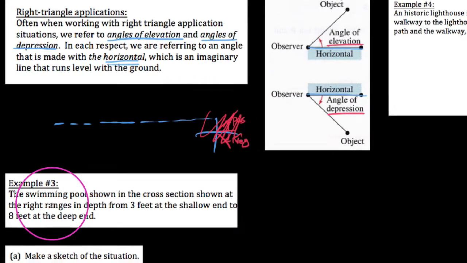So let's start with example 3 here. We say a swimming pool, shown in the cross section at the right, has a depth of 3 feet at the shallow end and 8 feet at the deep end. I kind of probably need to retype that one there. But you'll notice here that I didn't include the sketch. Actually, we're going to make a sketch of this situation.